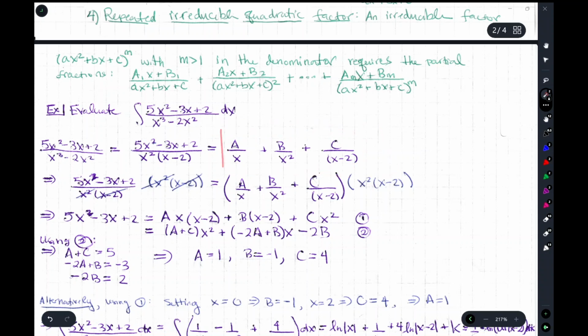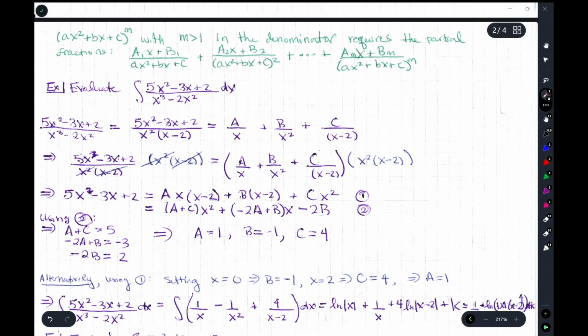And now the game is to find what a, b, and c are. How do we do that? Well, we have that equation right there. Let's multiply that equation by x squared and x minus 2 on both sides. So we cancel these terms here, and we end up with that expression. Now we simplify it. After simplifying and canceling out, when you distribute that x minus 2, it'll cancel with that one, and you'll be left with the x squared in front of the c. I call this expression 1.